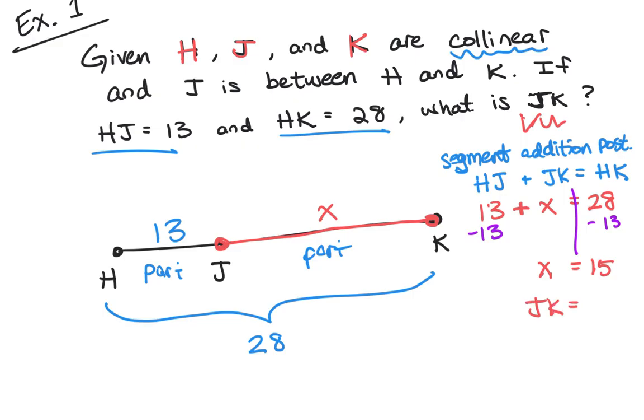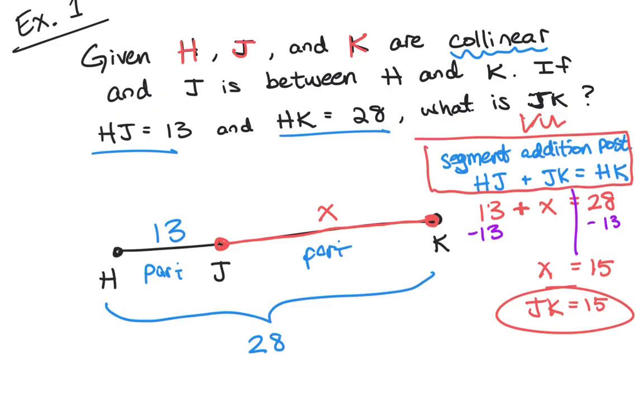JK equals 15. All right, guys, I know that was an easy example, and I made it a little more complicated than it needed to be because I wanted to show you this piece. I wanted you to be aware that you could sometimes see it like that. Let's look at the next example.